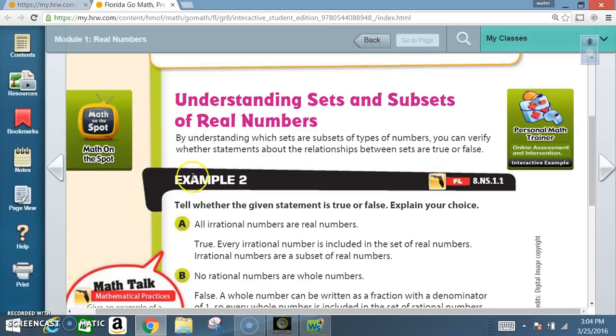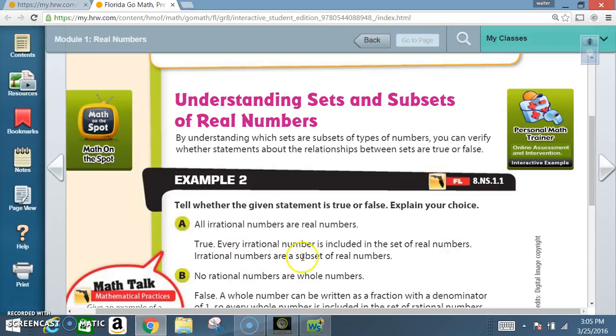Okay, next let's take a look at example 2. Understanding sets and subsets of real numbers. By understanding which sets are subsets of types of numbers, you can verify whether statements about the relationships between sets are true or false. Example 2. Tell whether the given statement is true or false. Explain your choice. A. All irrational numbers are real numbers. True. Every irrational number is included in the set of real numbers.